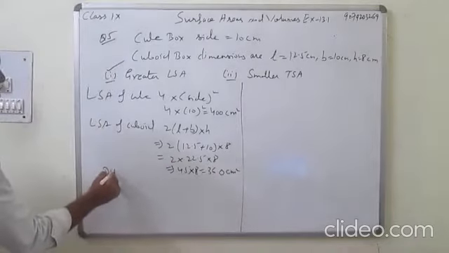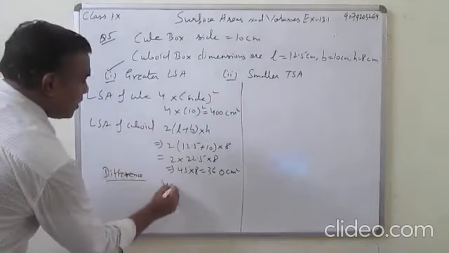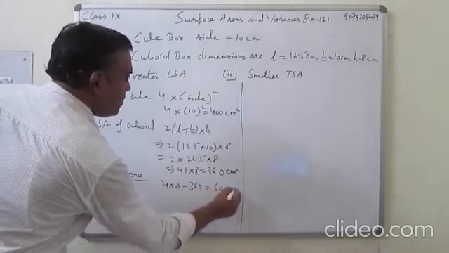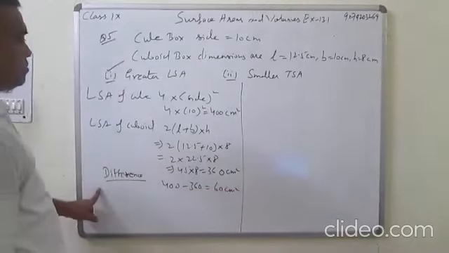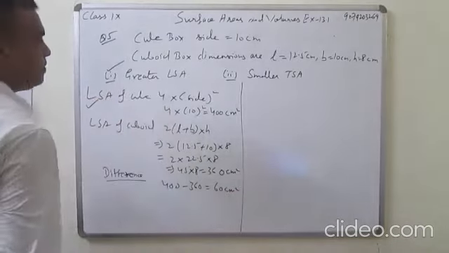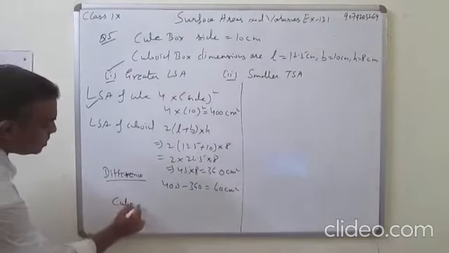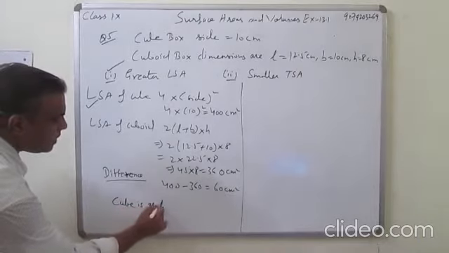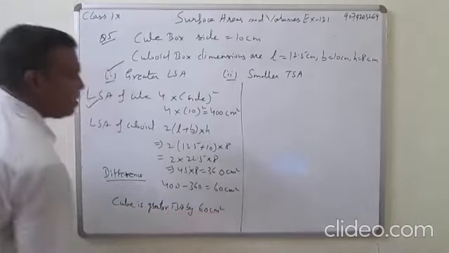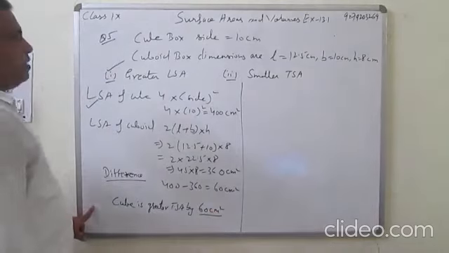Now what is the difference? 400 minus 360 is equal to 60 centimeter square. Now this is the difference. So what is asked, greater? Which is greater? Cube is greater, greater LSA by 60 centimeter square. Now cube is greater here.